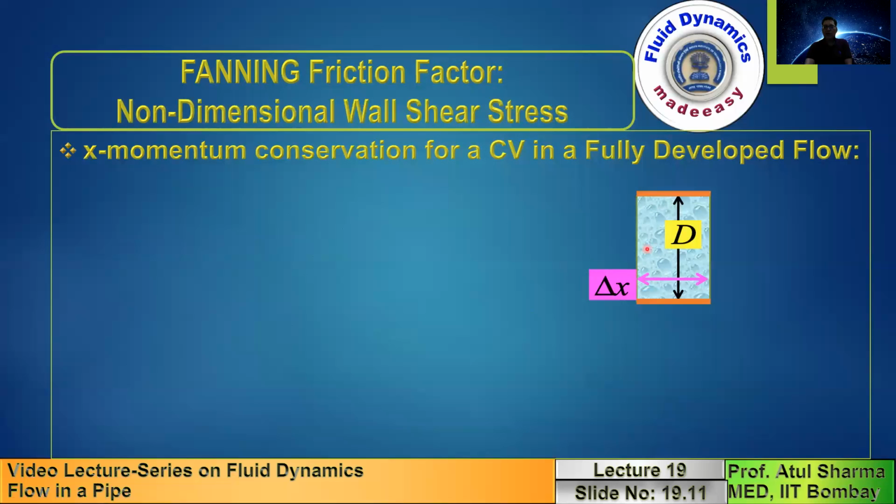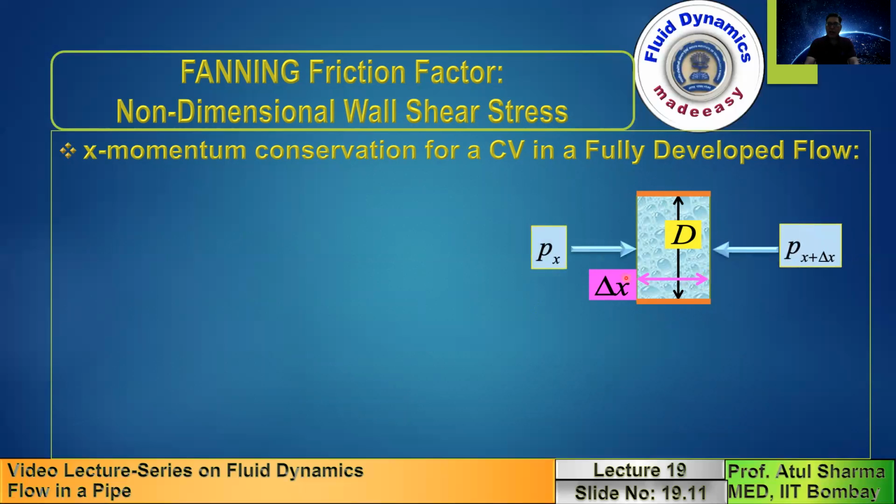So here I am showing you a control volume in a fully developed flow region whose axial length is delta x, and note that this is the surface of the pipe. I am taking the length of the pipe as delta x, and the diameter of the pipe is d, and we are taking a control volume which corresponds to a pipe of length delta x in the fully developed region.